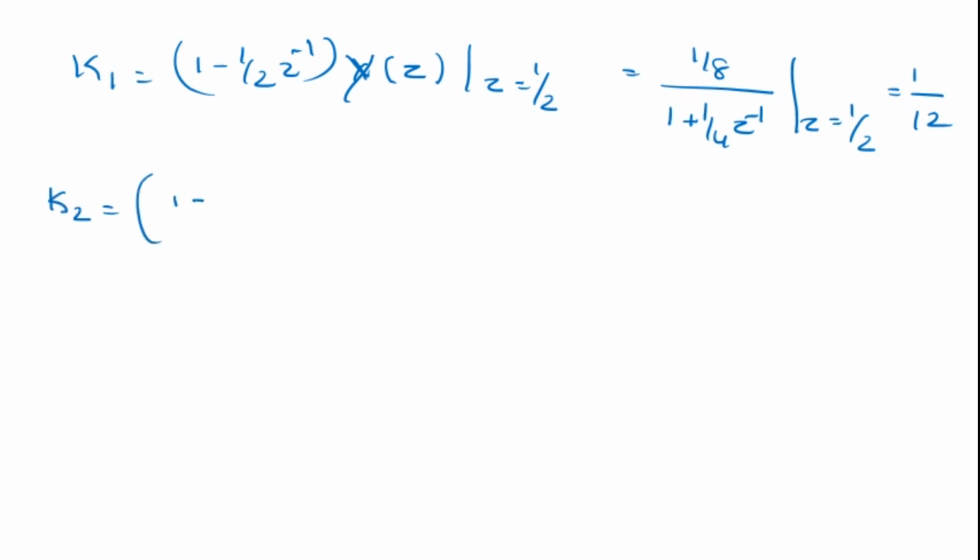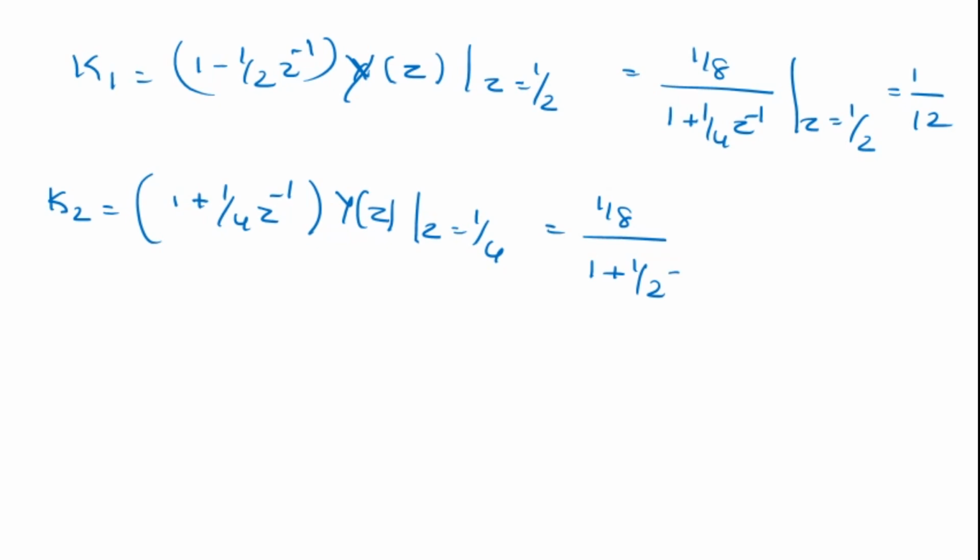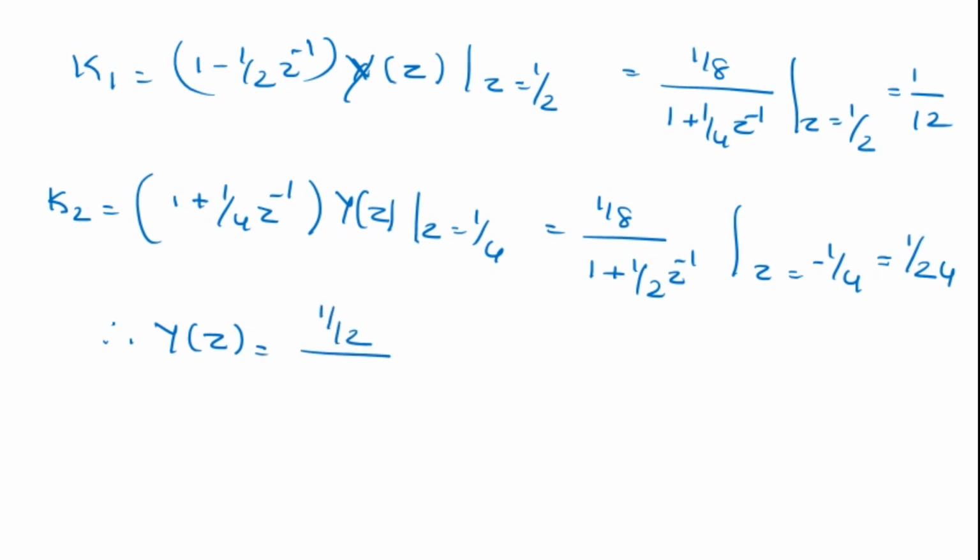And k2 is equal to 1 plus 1 by 4 z inverse into y of z at z is equal to minus 1 by 4, which is equal to 1 by 8 divided by 1 plus half z inverse at z is equal to minus 1 by 4, which is equal to 1 divided by 24. Therefore, y of z is equal to 1 by 12 divided by 1 minus half z inverse plus 1 divided by 24 divided by 1 plus 1 by 4 z inverse.